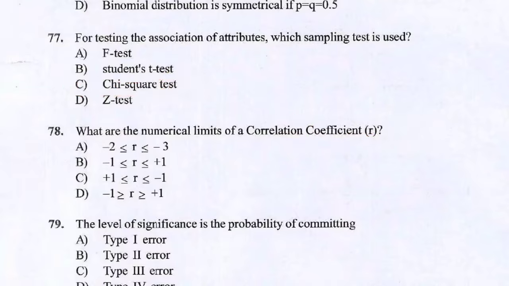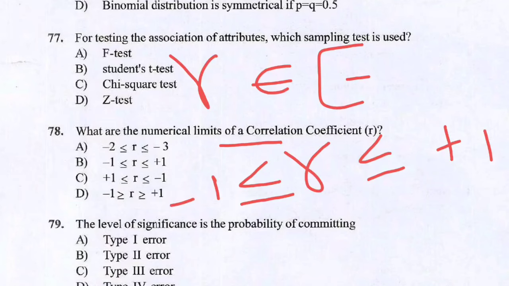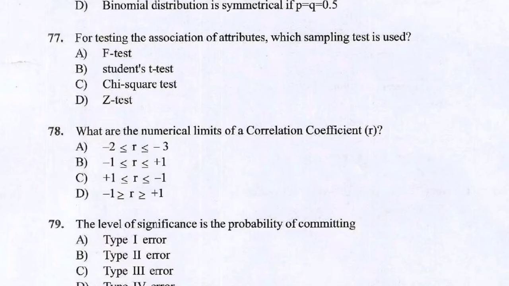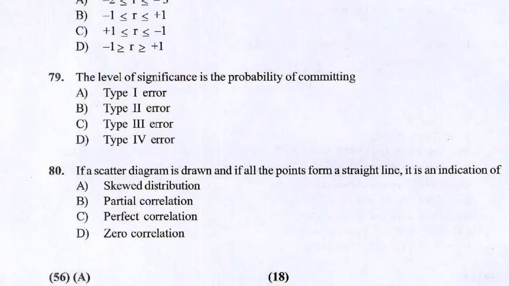Then we have, what are the numerical limits of a correlation coefficient? As I have told you earlier, correlation coefficient lies between -1 and +1. So R belongs to the closed interval of -1 and +1. Next question is, the level of significance is the probability of committing type 1 error.